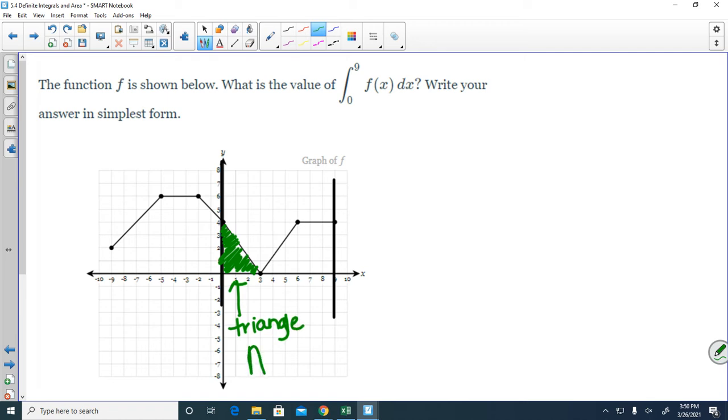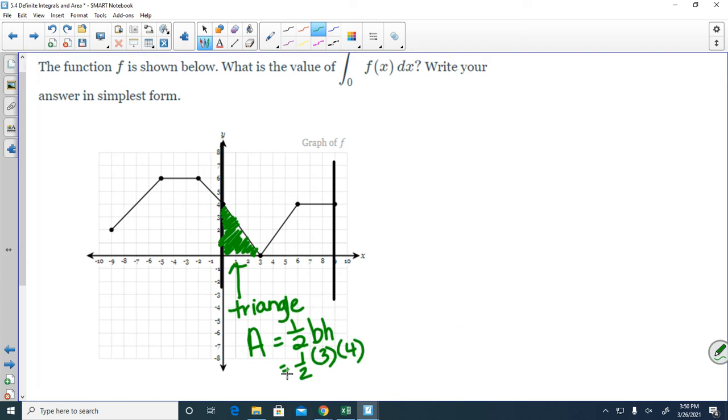And I know that the area of a triangle is 1/2 base times height. So I could find the area of this triangle by doing 1/2. The base looks like it would be 1, 2, 3 times 3. And the height is 4. So 1/2 times 3 times 4 would be 12 divided by 2, 6. So this area right here, this green triangle, is 6. So I'll label it 6.